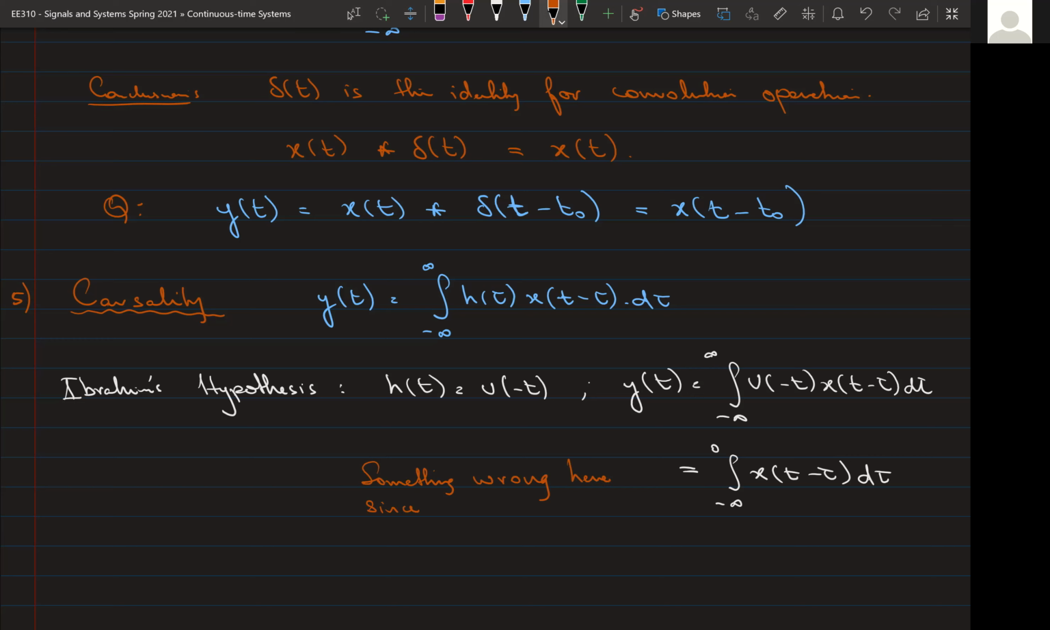Causality says that the output at any time t should not depend on the input which is going to come in the future, in reference to this point. So for any individual value, for example, y of 150 should not depend on x of 151 or x of 152 or anything which is greater than 150. All right, sir. Okay.